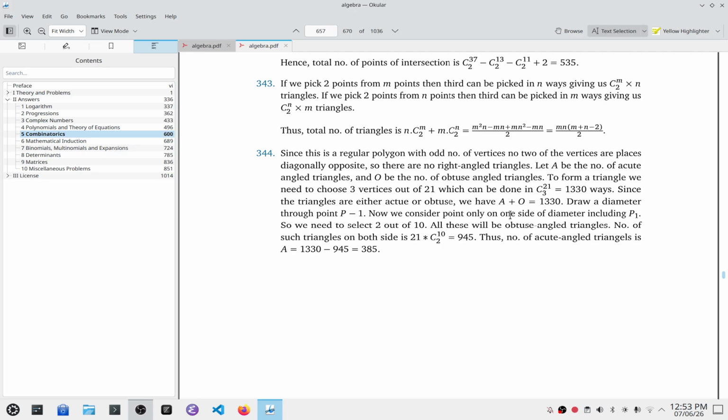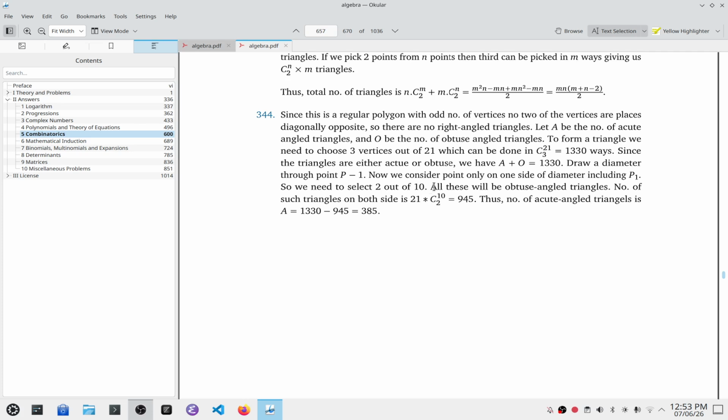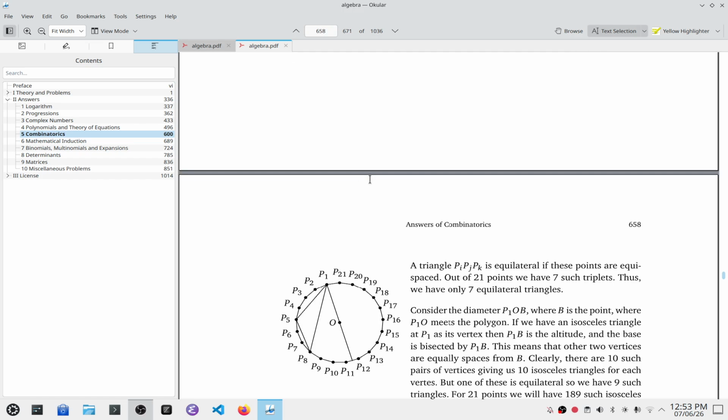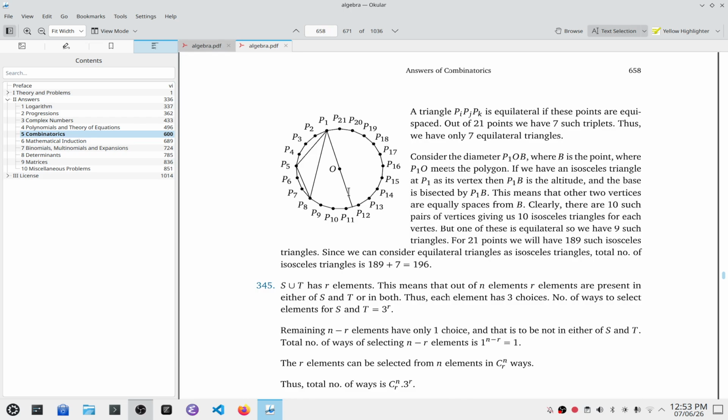Draw a diameter through point P1. Now we consider points only on one side of the diameter, including P1. So we need to select 2 out of 10. All these will be obtuse angle triangles. Number of such triangles on both sides is 21 multiplied by 10C2, that is 945. Thus number of acute angle triangles is A, that is 385. So this is the diagram. A triangle PI, PJ, PK is equilateral if these points are equispaced. Out of 21 points, we have 7 such triplets, thus we have 7 equilateral triangles.